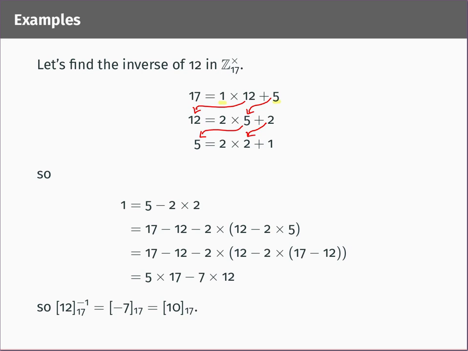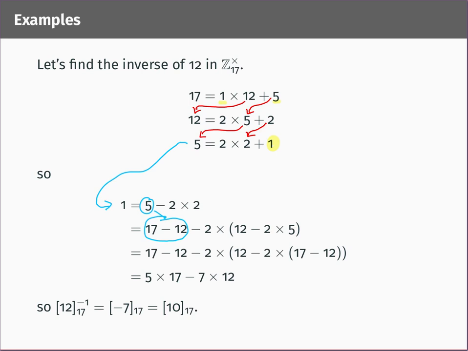So we can actually stop here because we've got the 1 that we're looking for, and we can now rearrange this. The bottom equation says, when we rearrange it, 1 is equal to 5 minus 2 times 2. And now we can substitute for 5. 5 is 17 minus 12. So we're going to substitute this 5 for this 17 minus 12. And we're also going to substitute for one of those 2's. So the furthest up we can find a 2 is as 12 is equal to 2 times 5 plus 2. So we can substitute 12 minus 2 times 5 for one of those 2's.